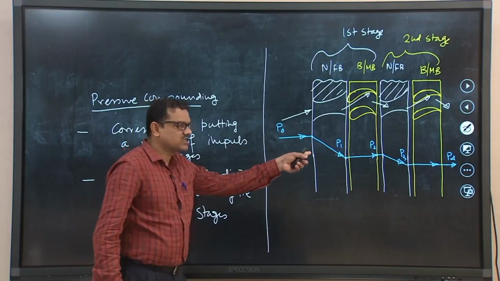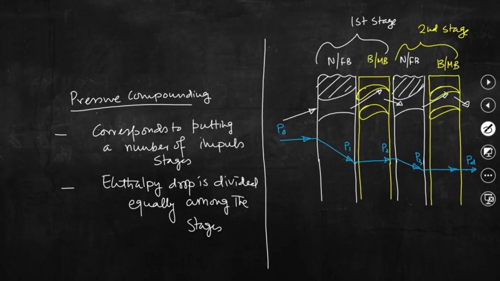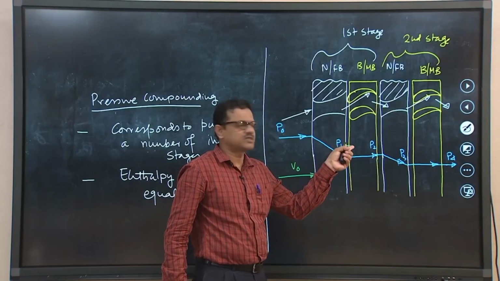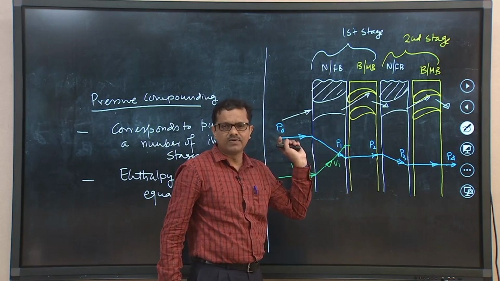Now, at the cost of this pressure drop, velocity will change. Say this is the velocity of steam which is entering into the nozzle, V naught. That velocity will increase when steam is passing through the first row of nozzles, so this is V1. Try to understand, our sole purpose was to increase the velocity of steam which is now going into the first row of moving blades.